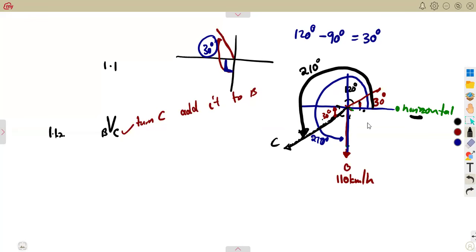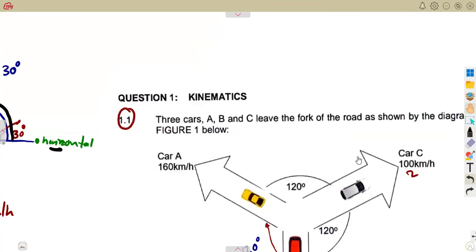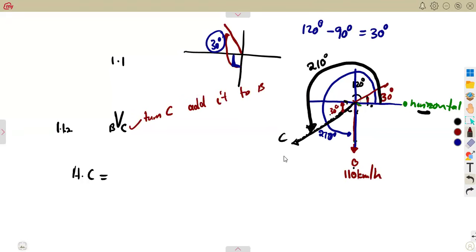It's up to you. There are so many ways that we can actually work with. So once you have got these angles, you can calculate your horizontal components. So B, all right, let's take our C, guys. Our C is 100 kilometers per hour. So this is our C, 110 kilometers per hour. All right, so it's going to be 110 at B.